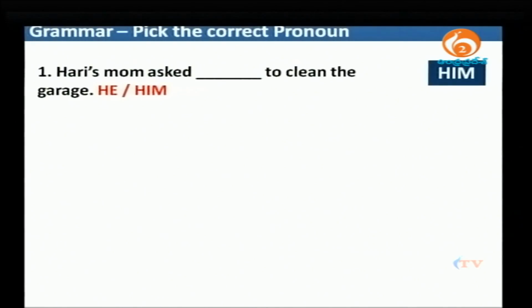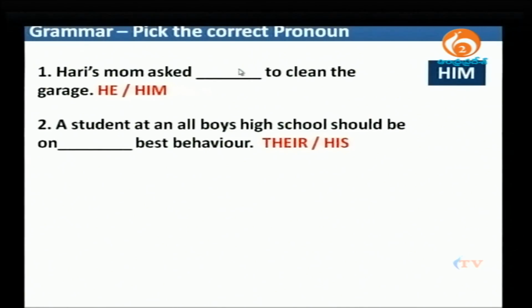Hari's mom asked dash to clean the garage. It can't be Hari's mom asked he. No. Hari's mom asked him to clean the garage. A student at an all boys high school should be on dash best behavior. So, it's talking about a student, which is a singular form. So, if it's a singular form, I will use his, not their.